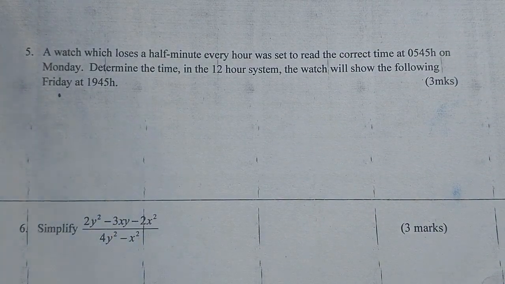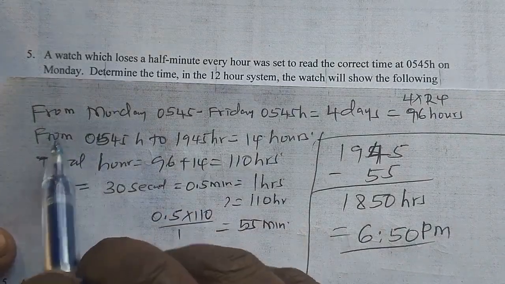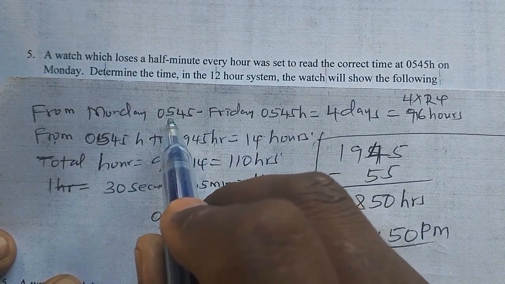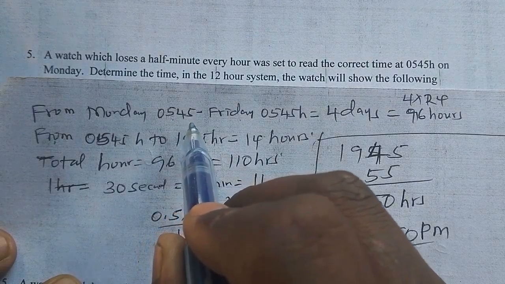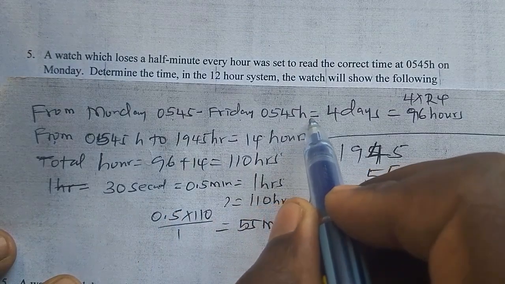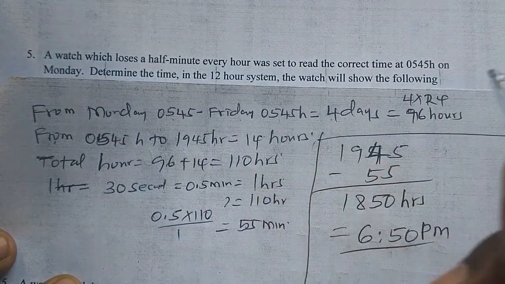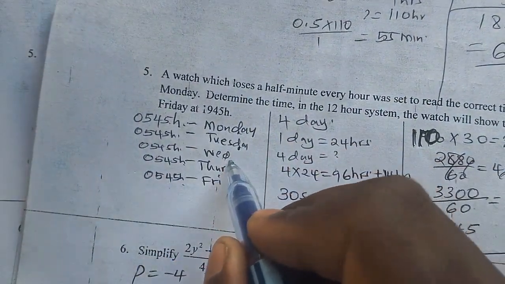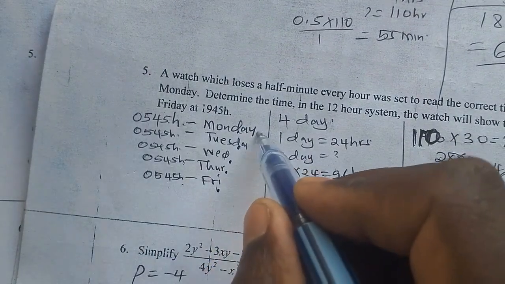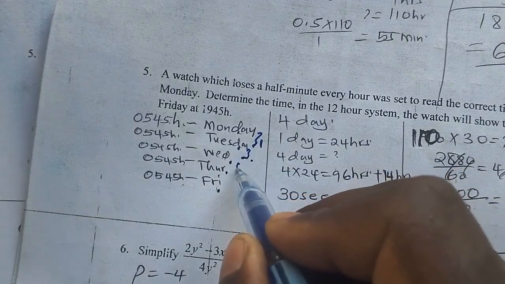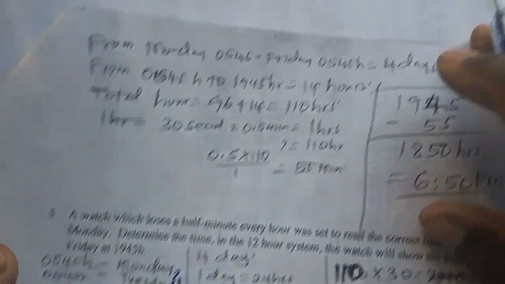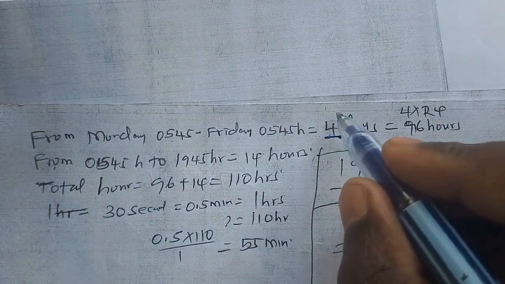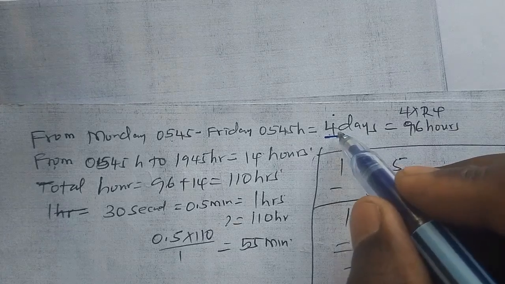How many days are there? From Monday 5:45 a.m. to Friday 5:45 a.m., that is 4 days. If you look at this, this is Monday, Tuesday, Wednesday, Thursday to Friday. From here up to here, 1, 2, 3, 4. So from Monday to Friday, we will have 4 days. But we know that 1 day has got 24 hours. Therefore, 4 days will be 96 hours.